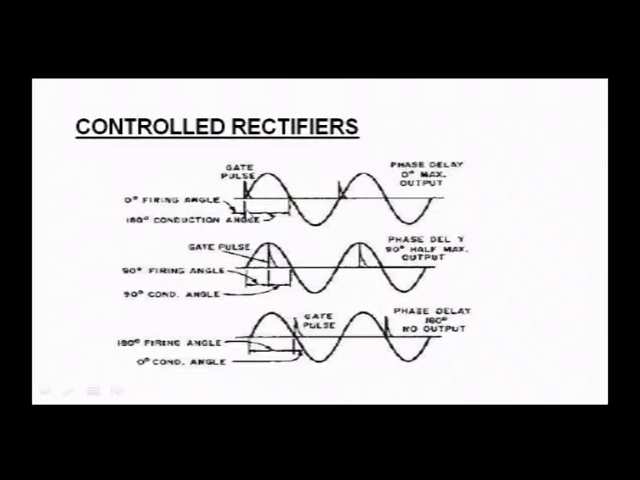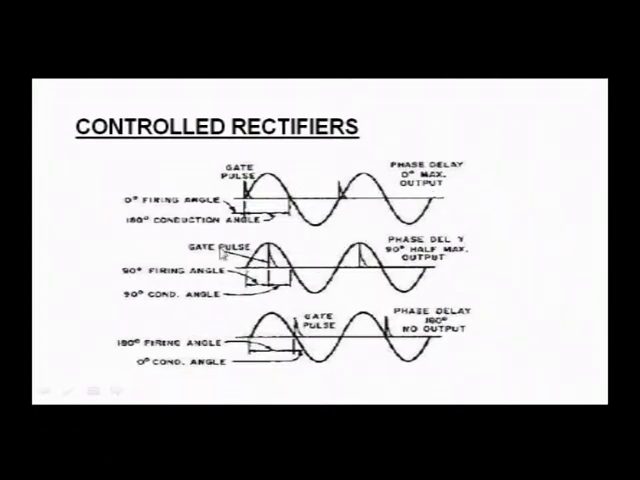So, over here in the first waveform, 0 degree firing angle means 180 degree conduction angle. So, it conducts through all this 180 degrees. Once again you could make out I am giving another firing pulse at 0. So, which means full output is present in the positive half, which means when the phase delay is 0, I am getting my maximum output.